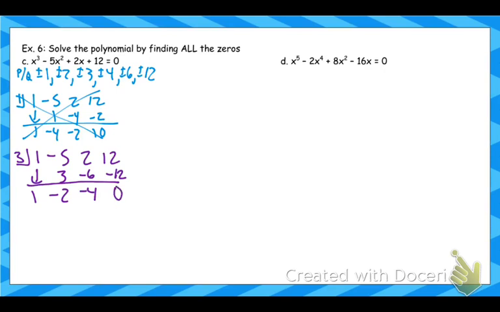And I get 0 remainder. 0 remainder is good. That means 3 is one of my zeros. This was x cubed, so there's going to be 3 of them. One of them is 3.